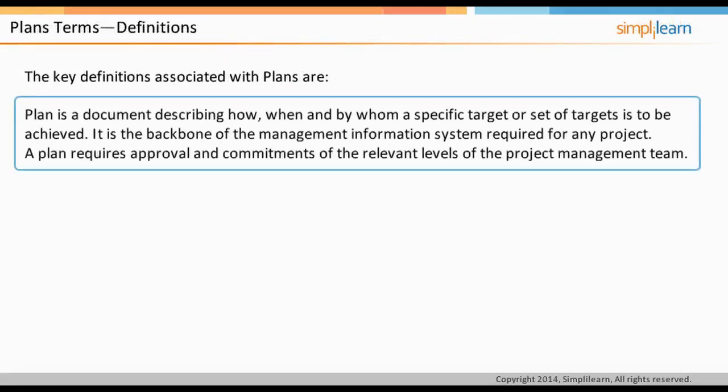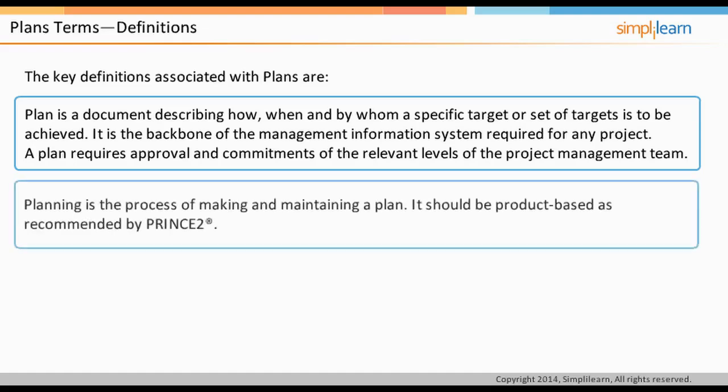A PRINCE2 plan is a document describing how, when, and by whom a specific target or set of targets is to be achieved. These targets will include the project's products, timeframes, costs, quality, and benefits. A plan is the backbone of the management information system required for any project. It is important that plans are kept in line with the business case at all times. A plan requires the approval and commitments of the relevant levels of the project management team.